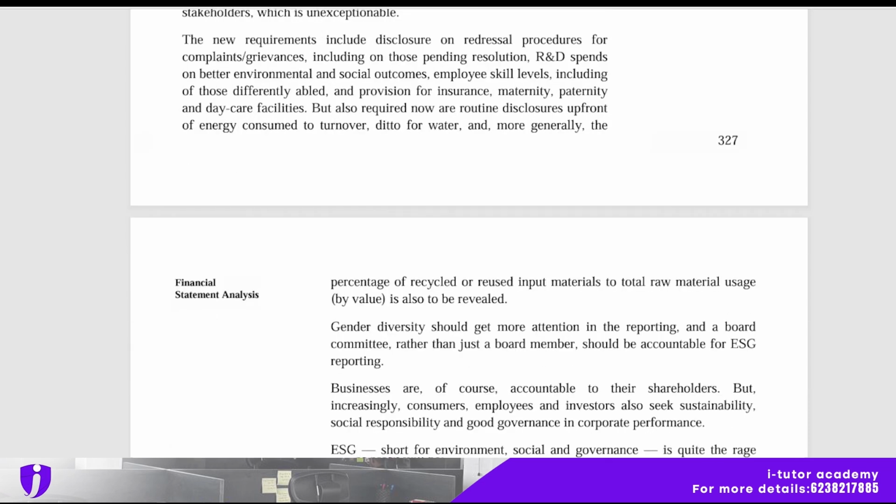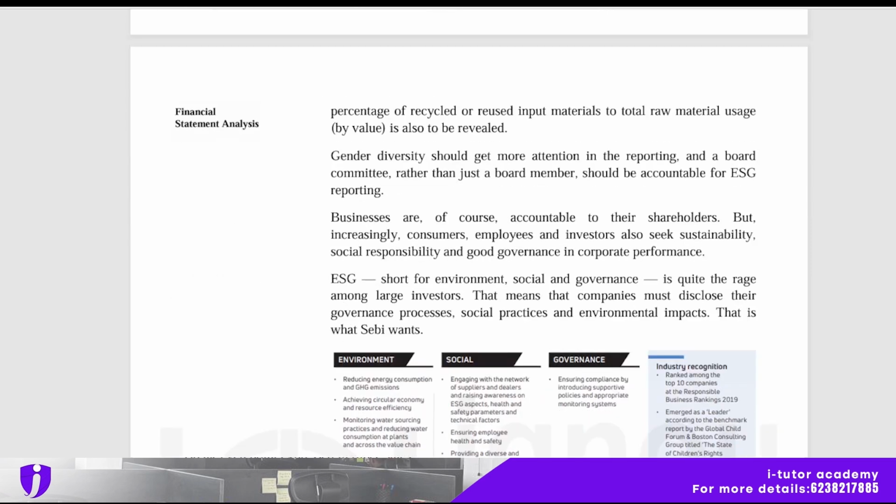And the new requirements include disclosure on redressal procedure for complaints and grievances, including those pending resolution, and R&D spend on better environmental and social outcomes, employee skill level, including of those differently abled, and provision of insurance, maternity, paternity and daycare facilities. And gender diversity should get more attention in the reporting, and a board committee rather than just a board member should be accountable for ESG reporting.